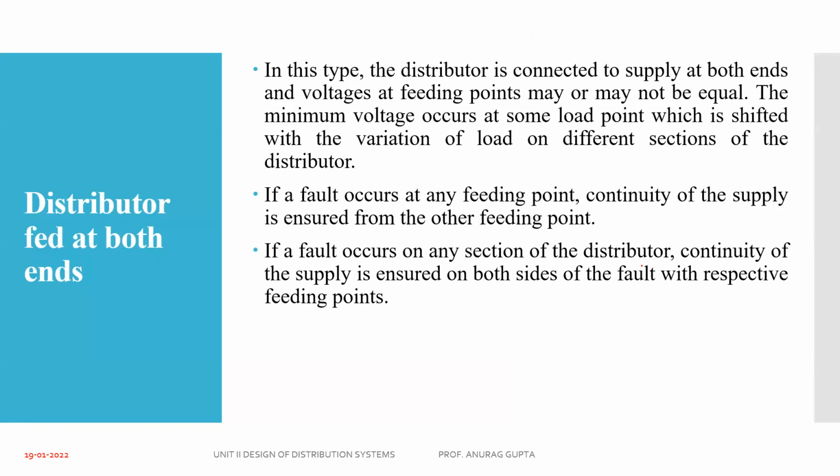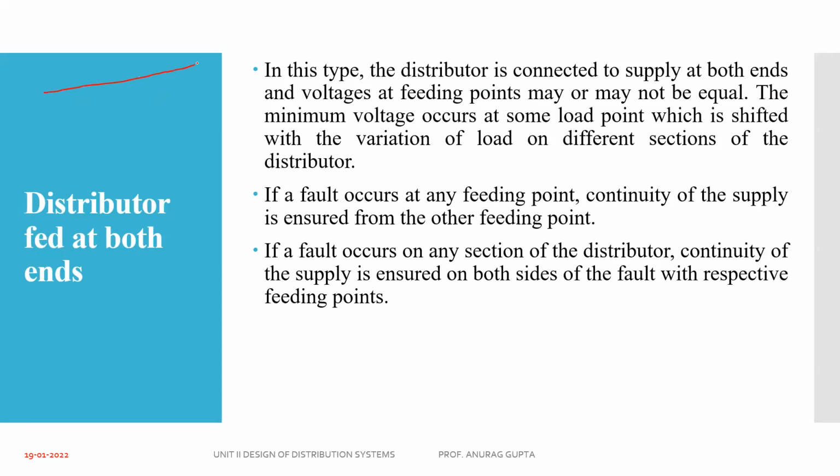Now what is the meaning of a distributor fed at both ends? Both ends means we have two ends, a starting point and a last point on the consumer side. So we have two voltages, VA and VB. In this type, the distributor is connected to supply at both ends. Now what is the advantage of this system?